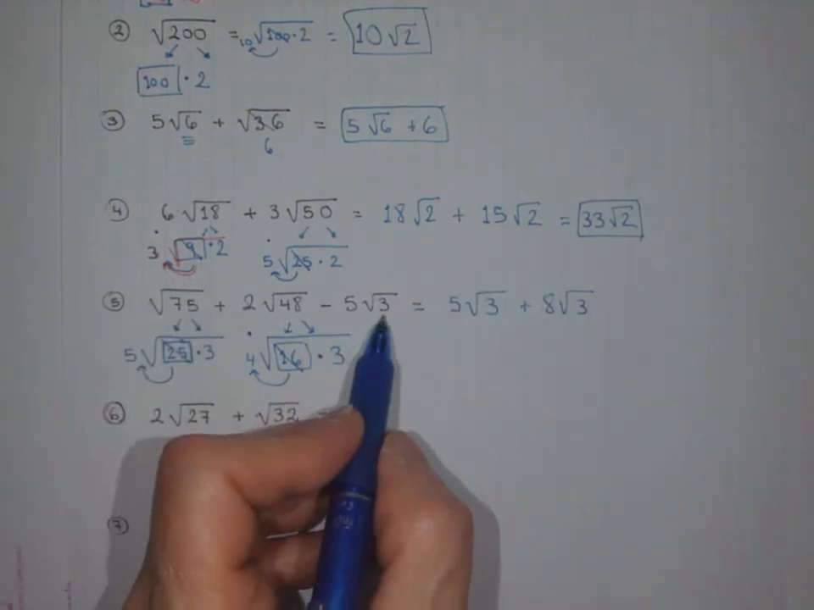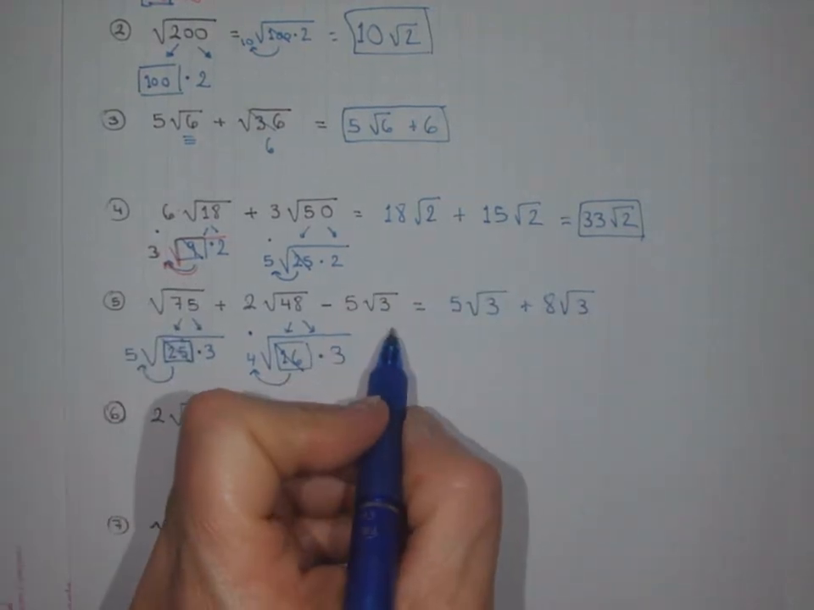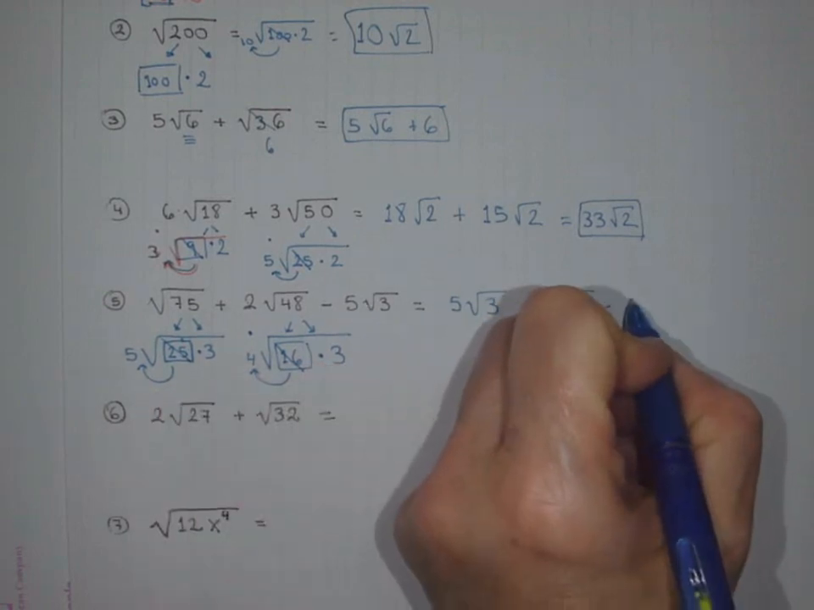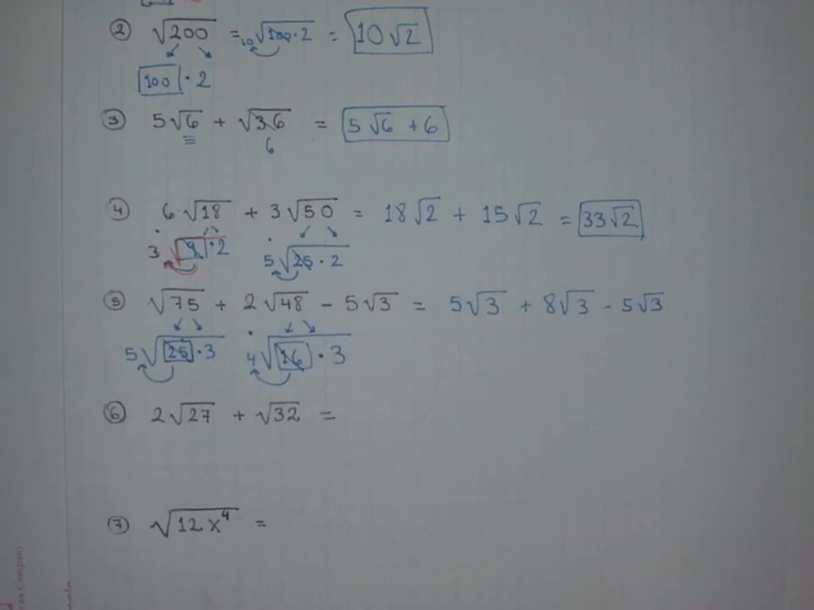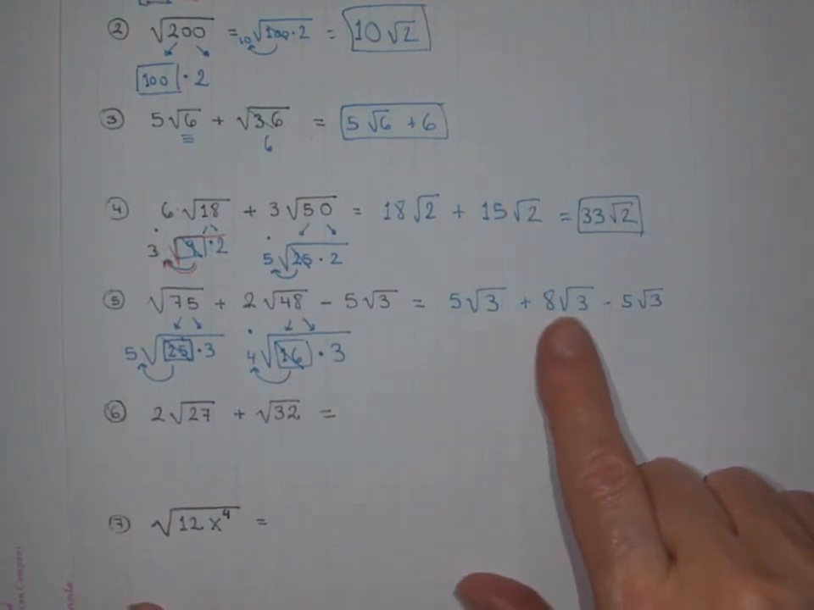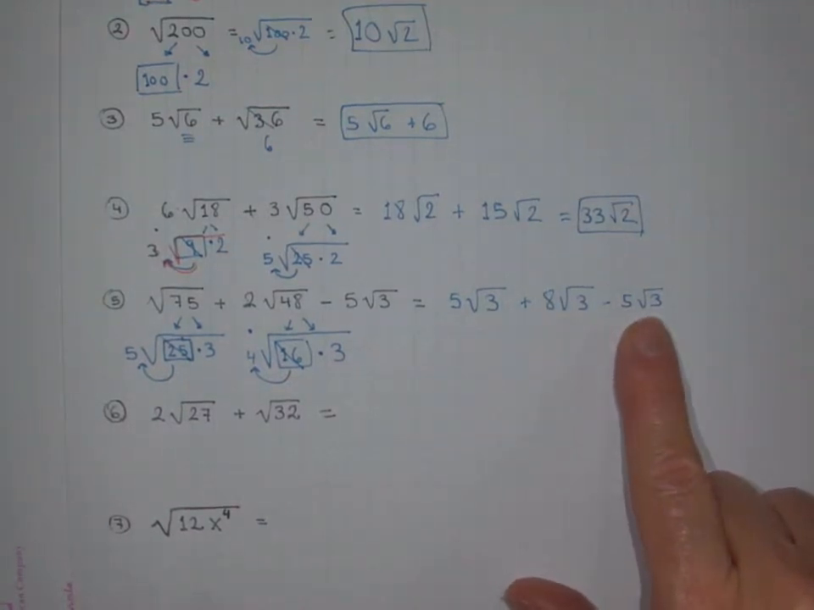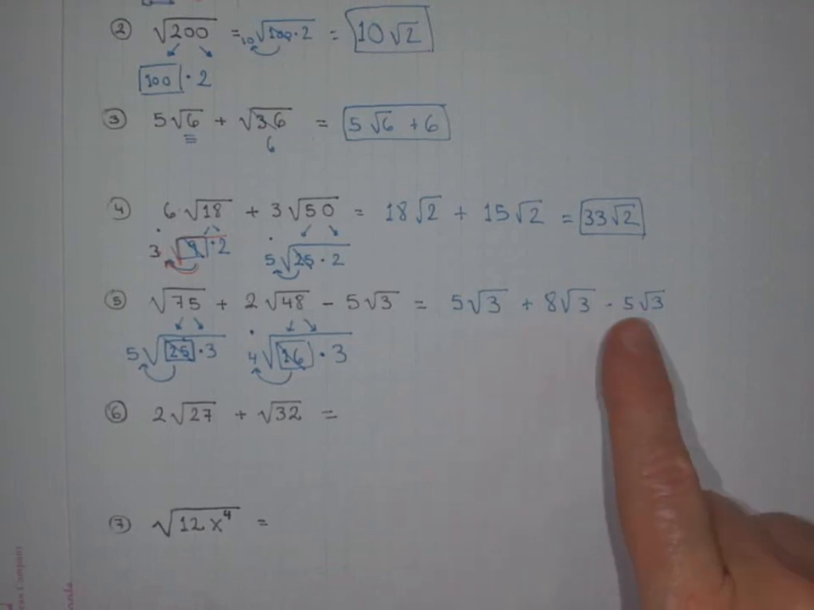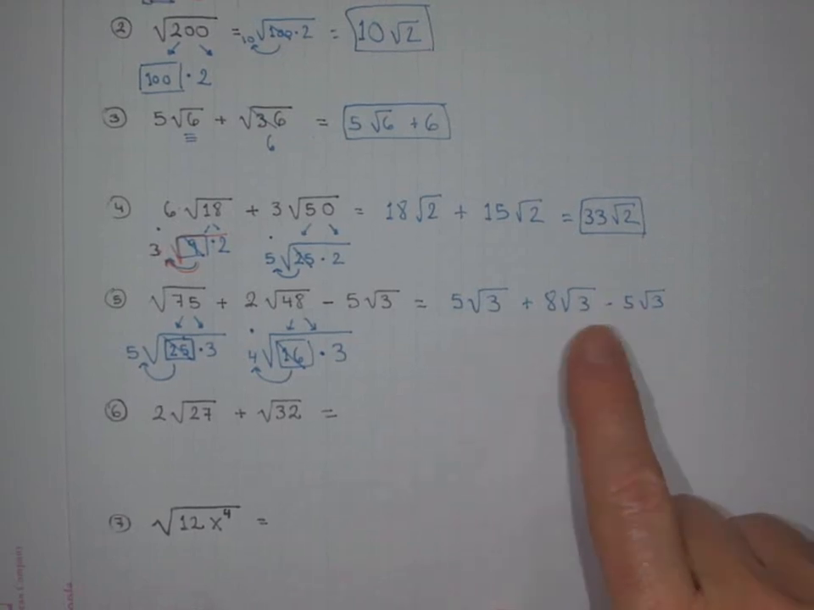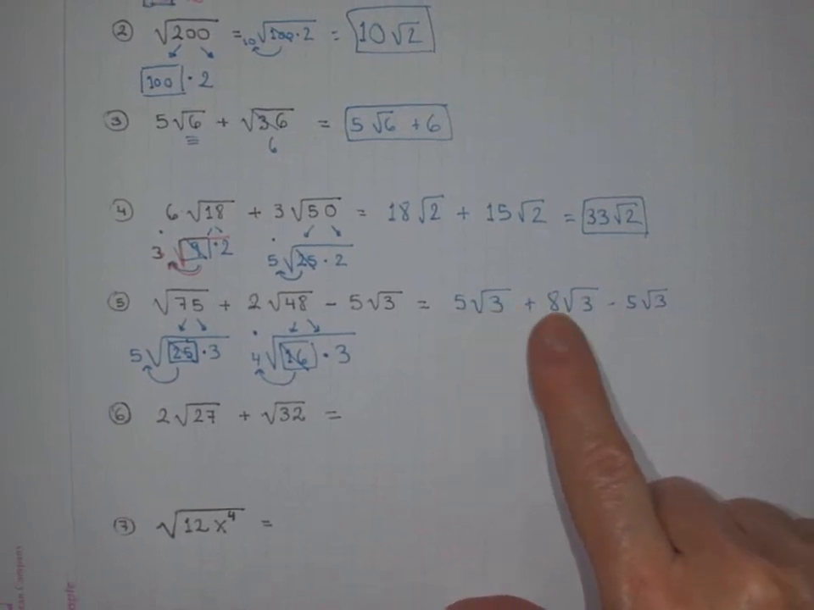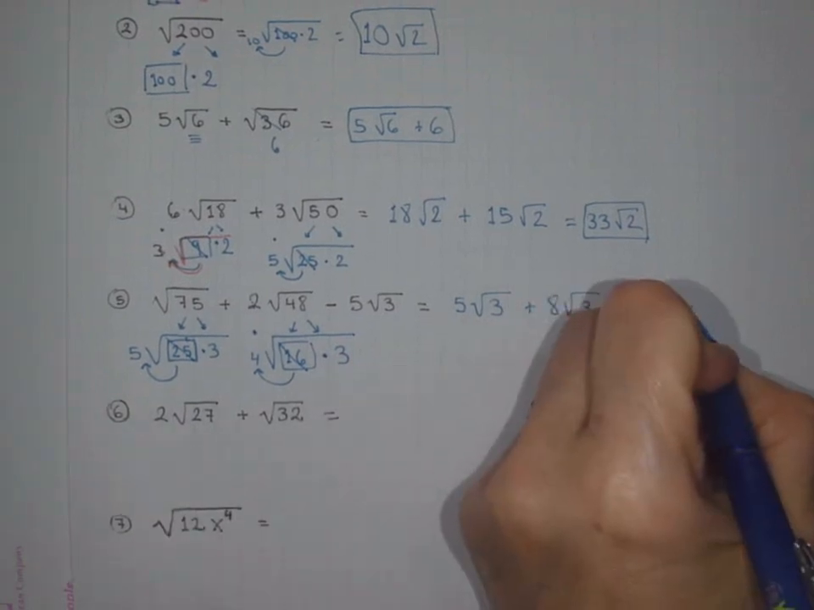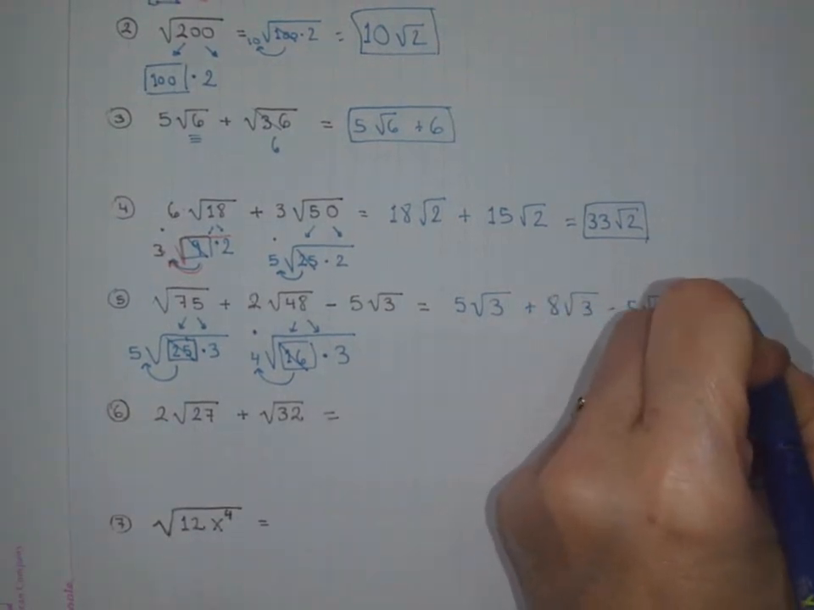And then this is already as simple as it can get, right? We cannot simplify 3 square root of 3, so that says minus 5 square root of 3. Okay? We have all of our square roots simplified. Now we look, are they all like terms? Well, yes, they're all square root of 3's. So how many of them do I have? I have 5 of them, plus 8, that will be 13, minus 5, so that will be back to 8, right? So I have 8 square root of 3's.